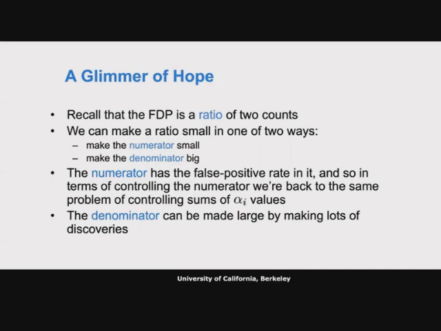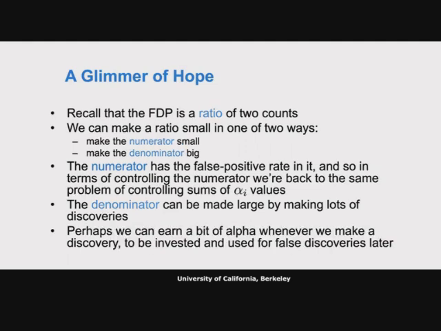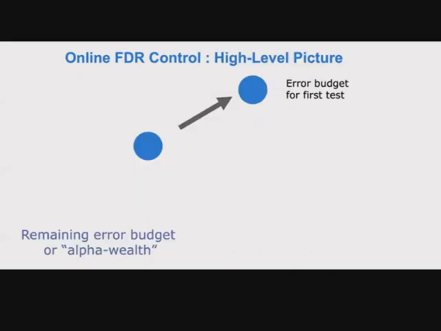Okay, and then if we can figure out a different way, but an easy way, to get control of the numerator, then we can also try to make this overall quantity small by making the denominator big. And the way we can do that is hopefully make lots of discoveries. All right, and the idea is going to basically be that whenever you make a discovery, I say, good statistician, I will give you a little bit of extra alpha now, and you shouldn't use it all in the next test, but you should invest it and use it for future tests and invest it wisely. Okay, that's what we'll be doing.